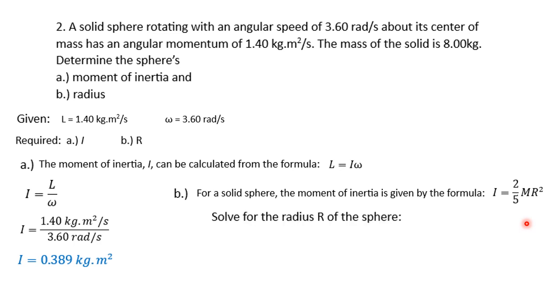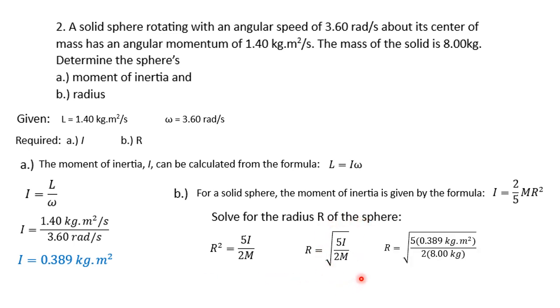Okay, so we have now r squared equals 5I over 2m. So we need to get the square root to find r. So we have r equals the square root of 5I over 2m. So 5 times I, we have I of 0.389, over 2 times a mass of 8 kilograms. So we have to multiply this, then divide by 2 times 8, and then get the square root. Now we have a radius of 0.349 meters, the radius of the solid sphere.